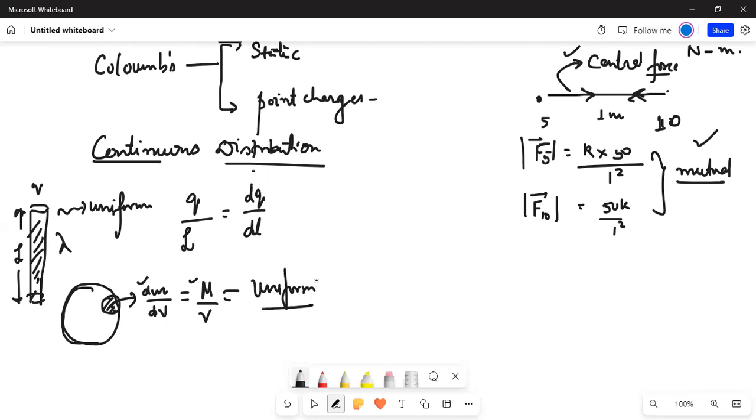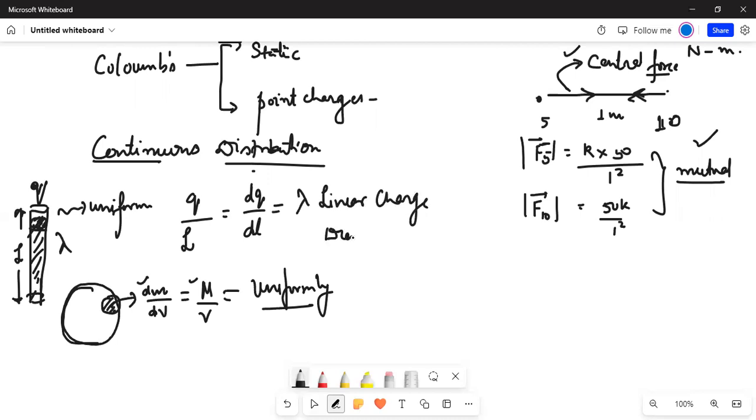The same thing applies when I'll be saying about charges. For example, if I say that my charge is uniformly distributed over the length, what does it imply? That total charge q divided by total length will be the same no matter how small the charge you take. Let's say if you want to take from here some charge dq and divide by the length, so dq by dl will be equal to q upon l. This ratio will remain the same, and this is referred to as the linear charge density.